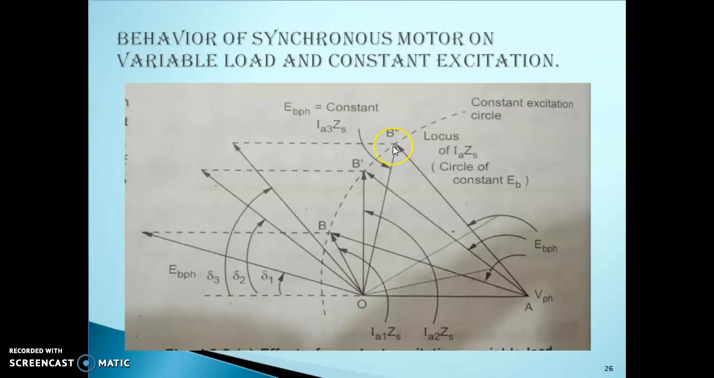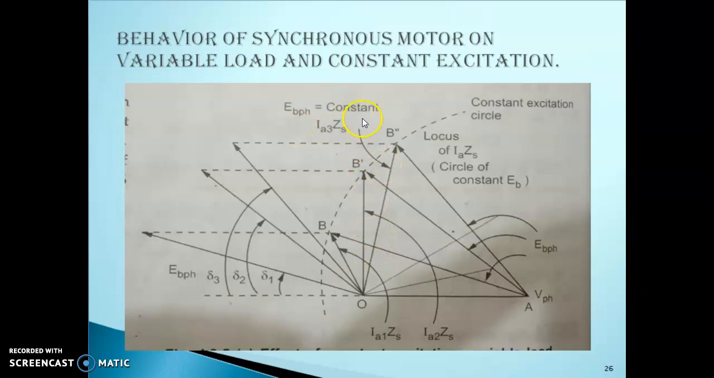Okay, now see this, what is this? This is the resultant phasor, and this resultant phasor is the product of IA1 ZS. Okay, ZS is throughout constant. So to increase this product, the current drawn by motor, that is IA, must increase. So in first case, this is the value of IA1. Then in second case, this is IA2, and in this third case, this is IA3.